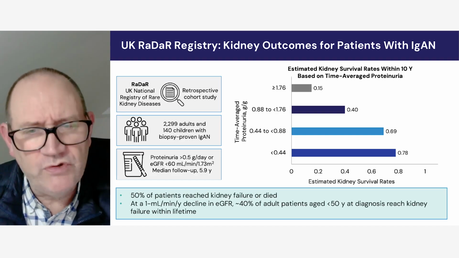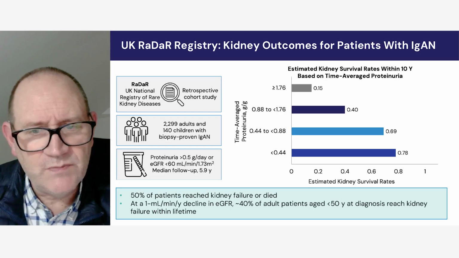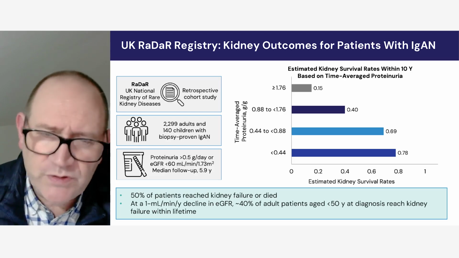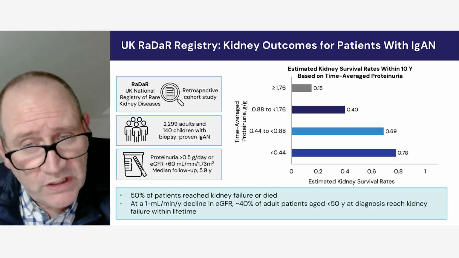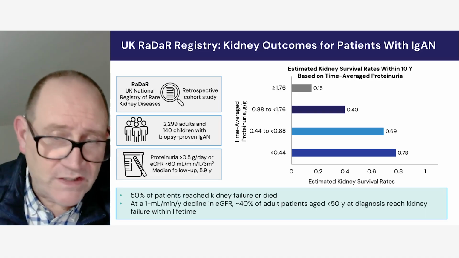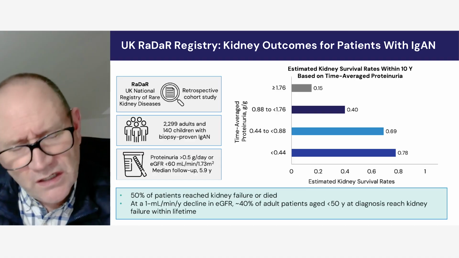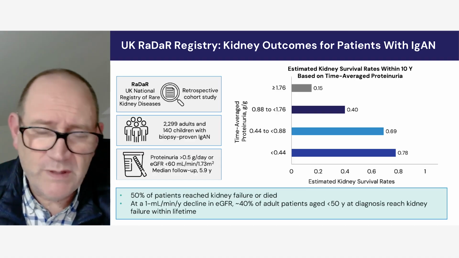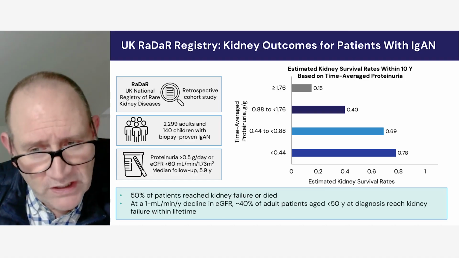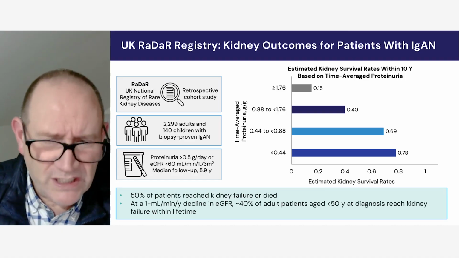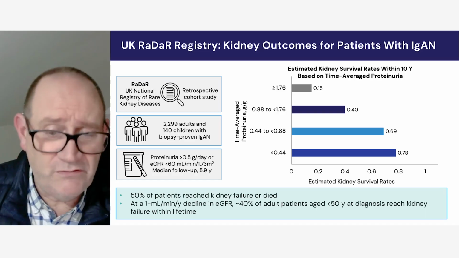And that's not what you traditionally read in the textbooks. Remembering that to be eligible to go into RaDaR, you needed to have more than half a gram of proteinuria or a GFR less than 60. So this doesn't apply to all patients with IgA nephropathy, particularly at the very benign end of the spectrum with just non-visible hematuria. But for most patients we look after in clinical practice, I think this is highly relevant.